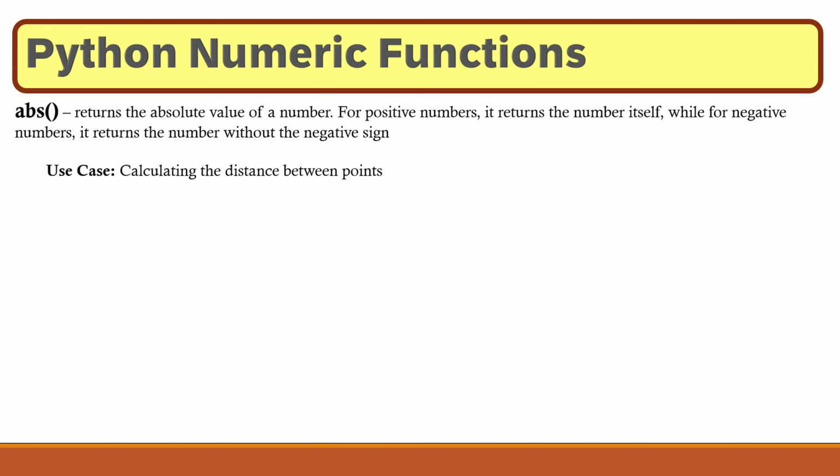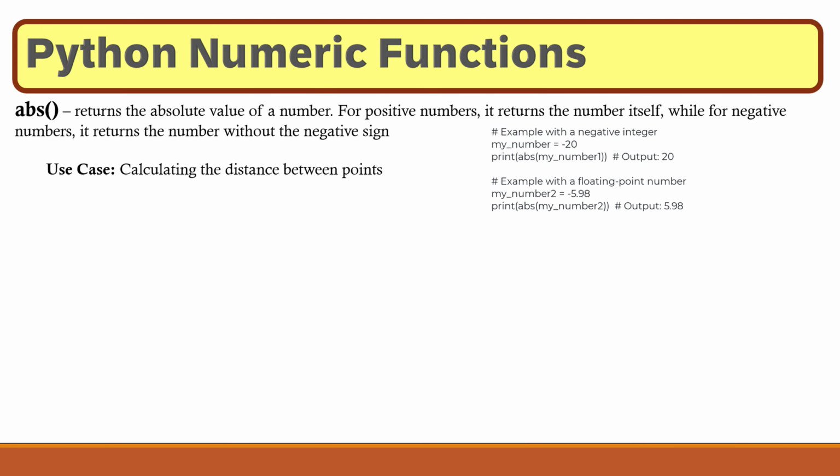The first function is the absolute function, which returns the absolute value of a number. For positive numbers, it returns the number itself, while for negative numbers, it returns the number without the negative sign. And a use case for this is calculating the distance between points.